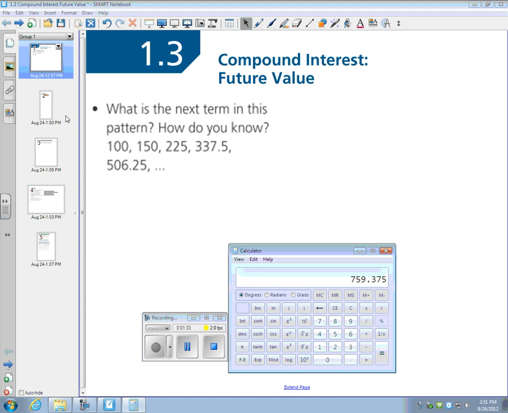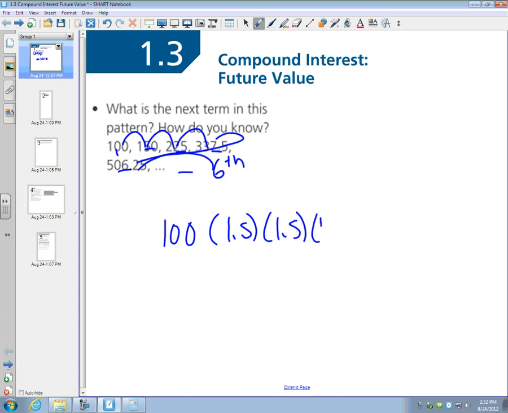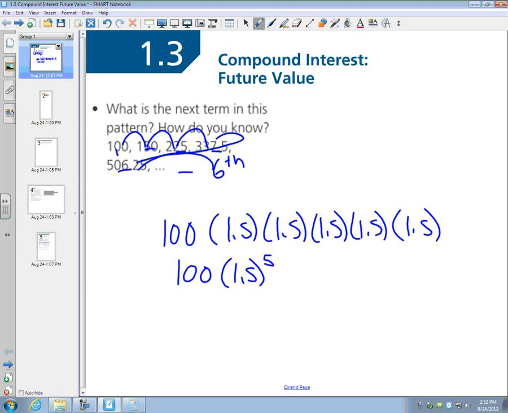Another way I could have written this, if I wanted to get the sixth term, I could have just gone 100 times 1.5, and I'd times it 5 times. In other words, a simpler way to write that is 1.5 to the power of 5. So this notation and this idea of a pattern is going to come into play with compound interest.